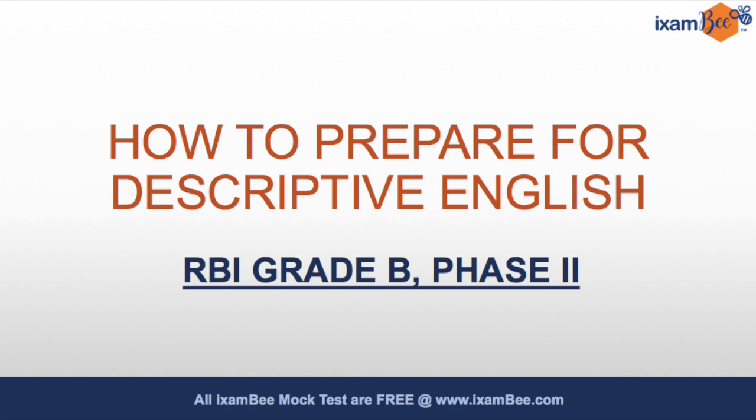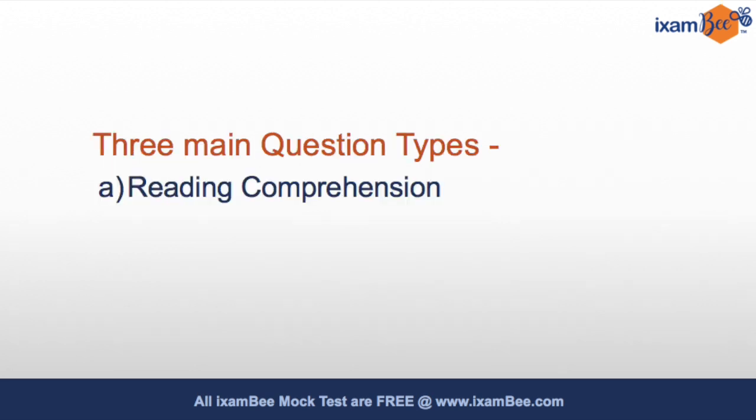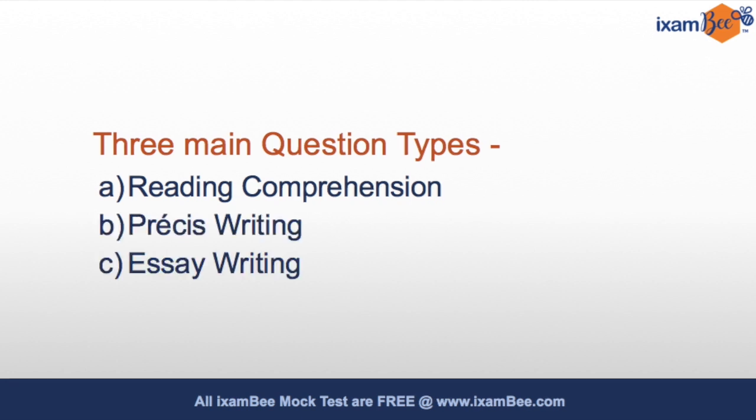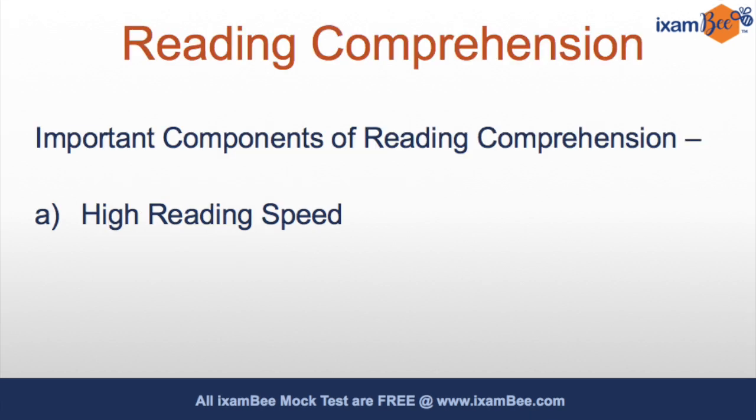Alright, so let's begin. The three question types in the RBI Grade B paper are: number one, reading comprehension, then precis writing, and then essay writing. To discuss reading comprehension first, one of the important components is that you need to have a high reading speed.